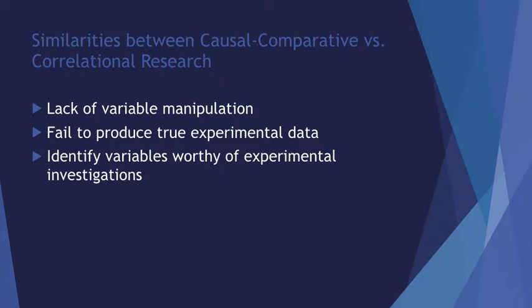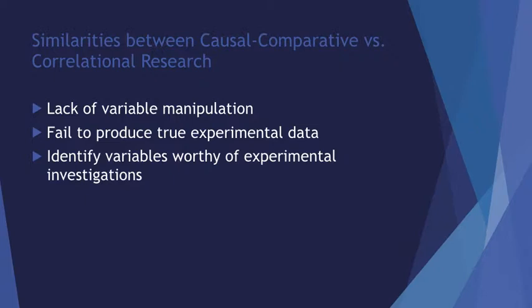As I mentioned in a previous slide, causal comparative research is often confused by beginning researchers with both correlational and experimental research. In the next 4 slides, we're going to take a look at some similarities and differences between causal comparative, correlational, and experimental. First, let's take a look at the similarities between causal comparative and correlational. Both research methods lack the use of variable manipulation.